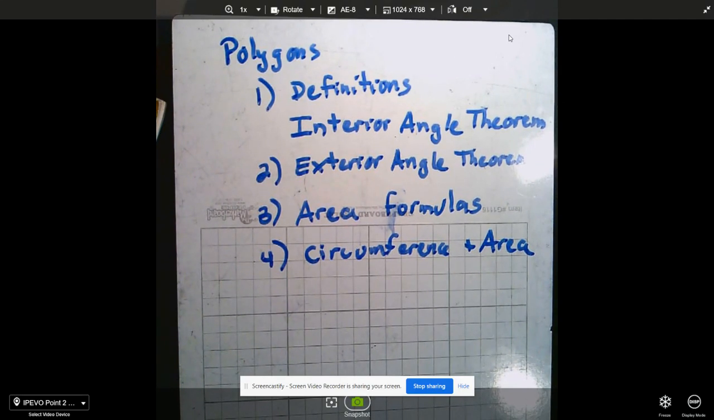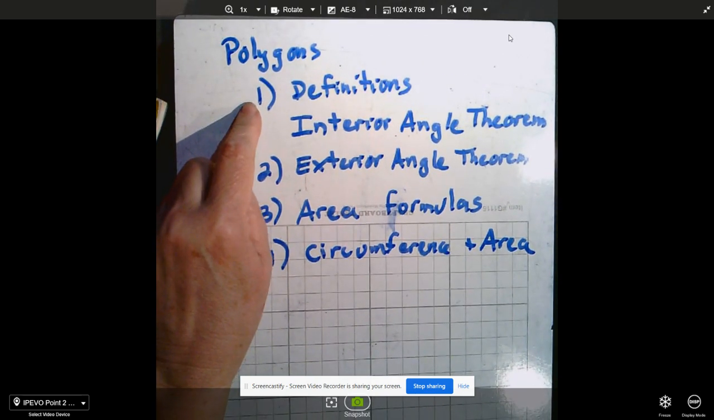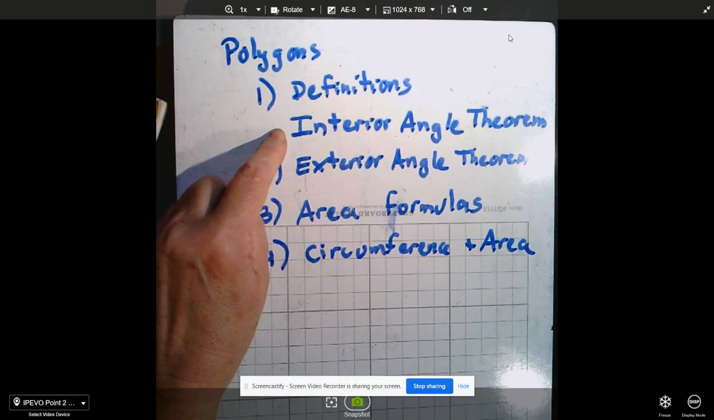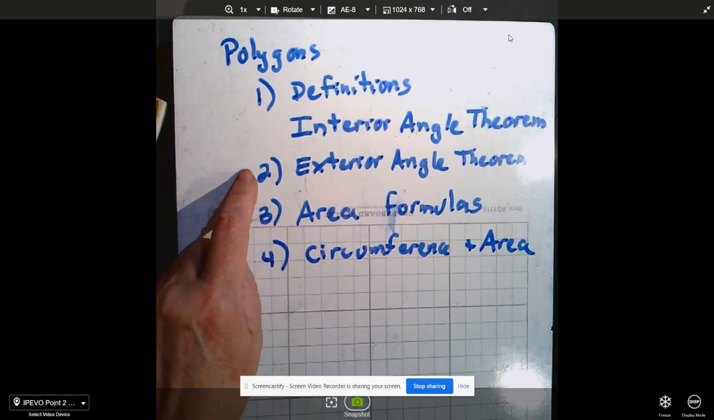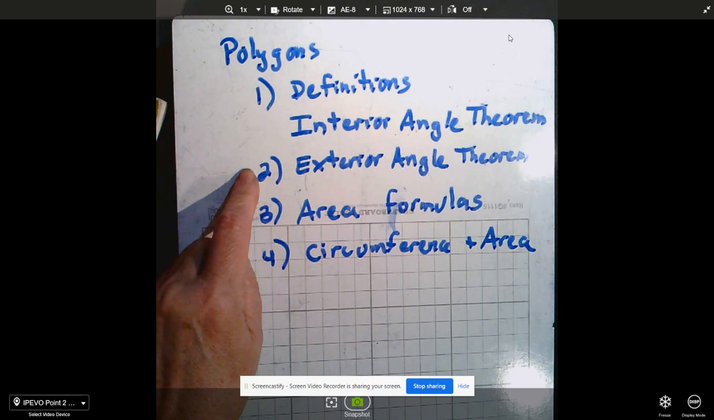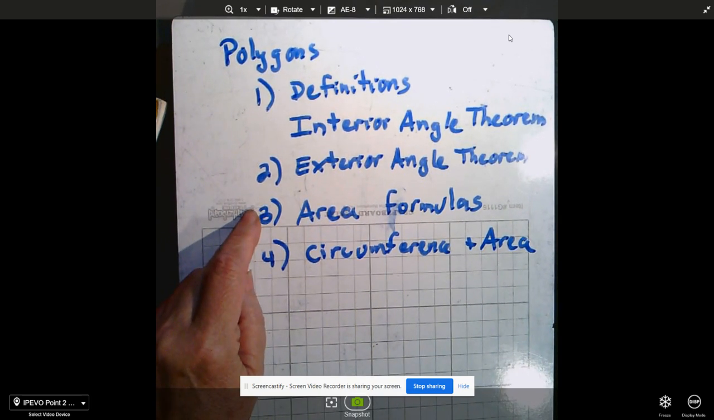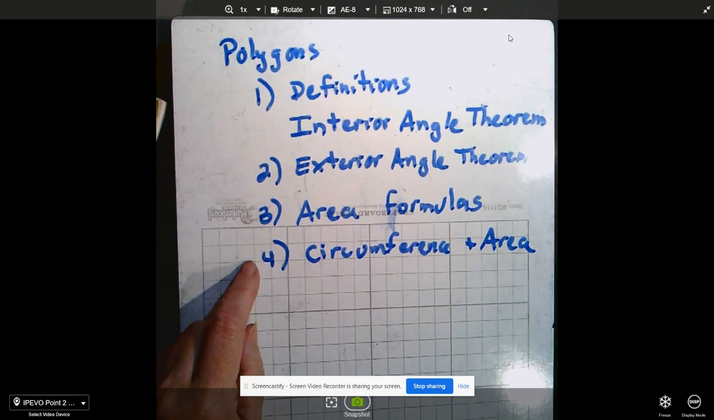All right, so in the polygons unit, there are really four basic topics. First of all, there's just a few definitions, so I want to cover that. But the major topic is the interior angle theorem. And then the next topic is the exterior angle theorem. And then you have your area formulas, so your square, rectangle, triangles, and trapezoids. And then the circumference and area of circles.